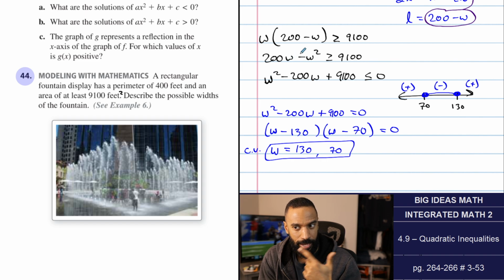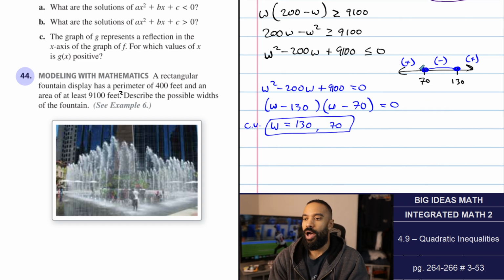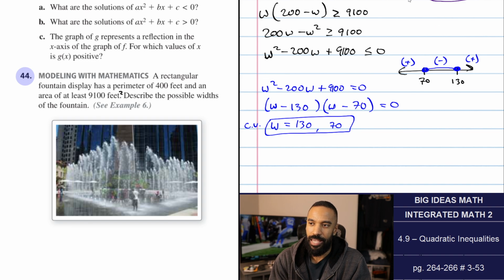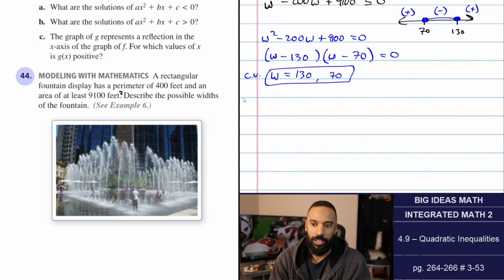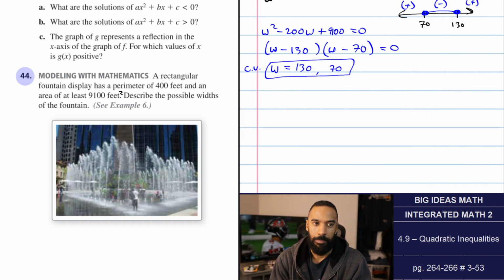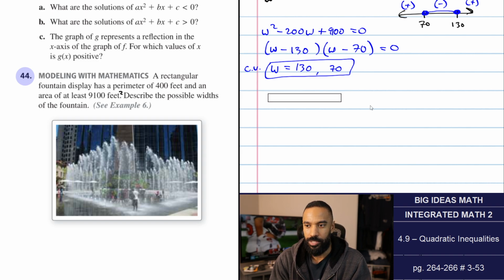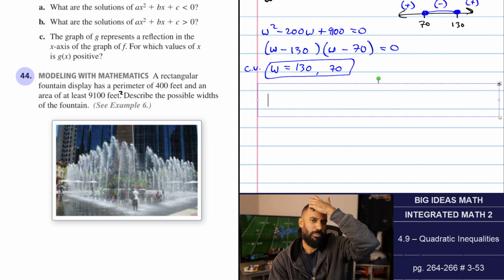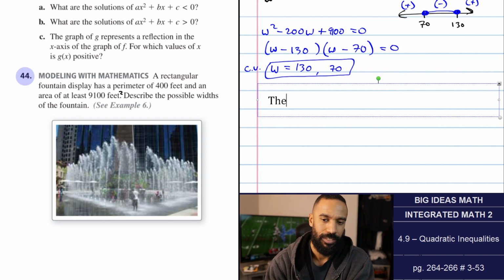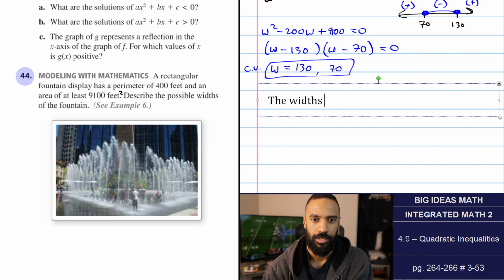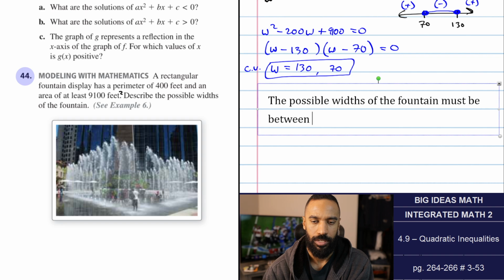Because I flipped everything over, right? I'm the one who added w squared over. So I need my widths to be between 70 feet and 130 feet. That's how I'm going to write it out. Now, if I have another question like that coming up, and I don't know if I do, I'm probably going to use the graphing calculator. That wasn't necessarily hard or bad, but after pausing on the factoring, the possible widths of the fountain must be between 70 feet and 130 feet.